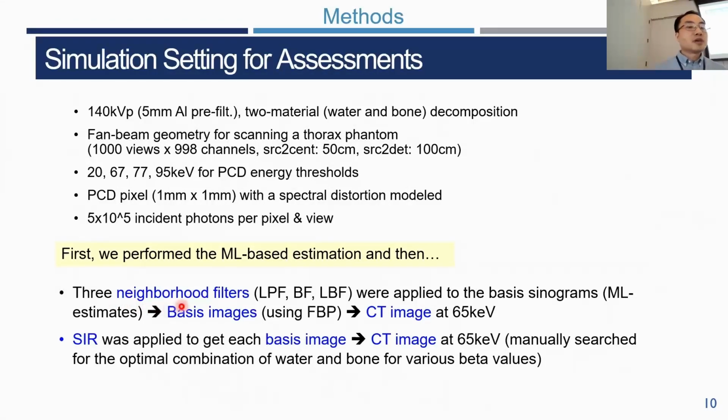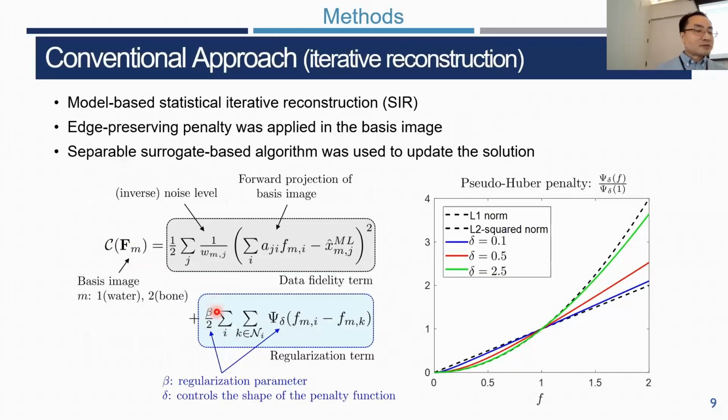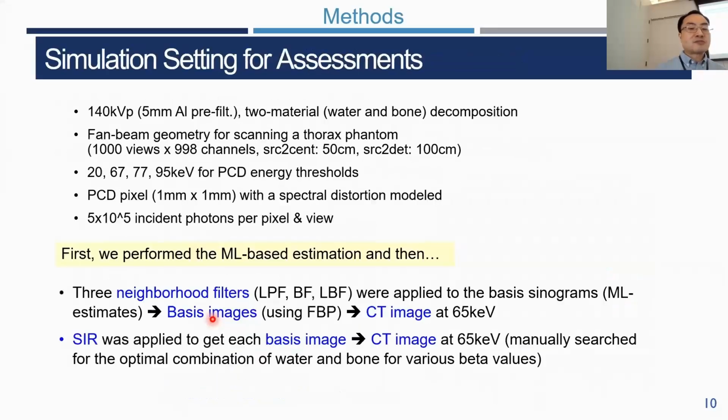And then applying neighborhood filters, and then we get the basis image using FBP with a ramp-like filter, and synthesize a CT image at 65 keV. And I also applied SIR to obtain each basis image. In this case, please note that I manually searched for the optimal combination of water and bone, because I used very different regularization parameters.